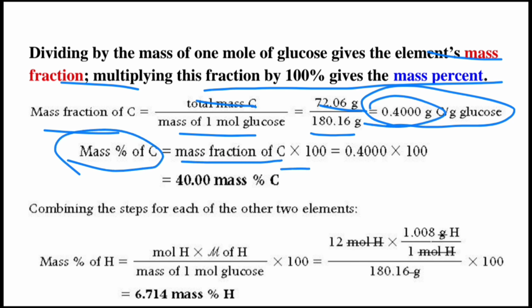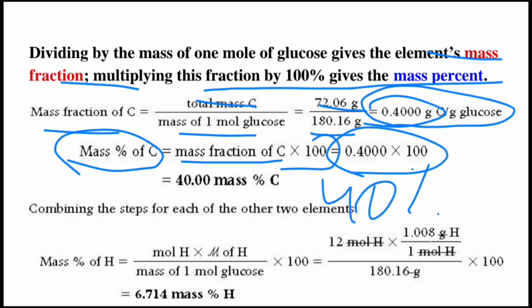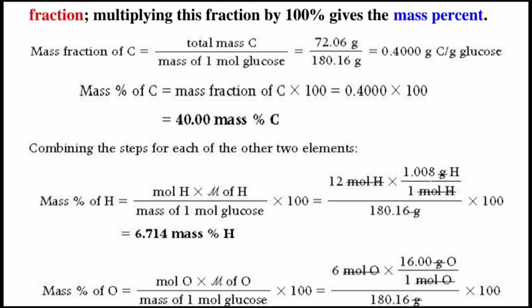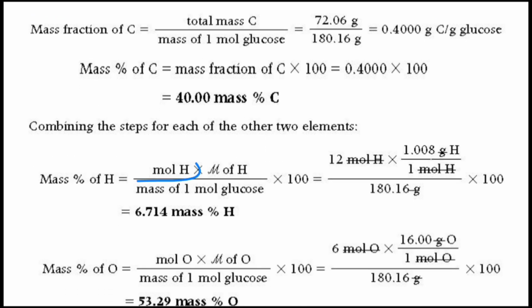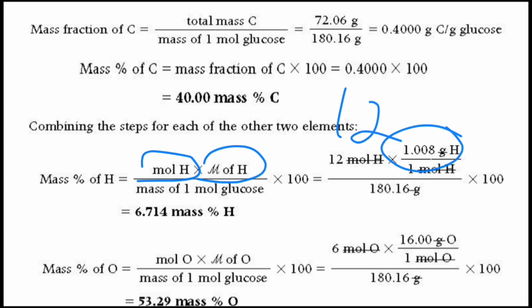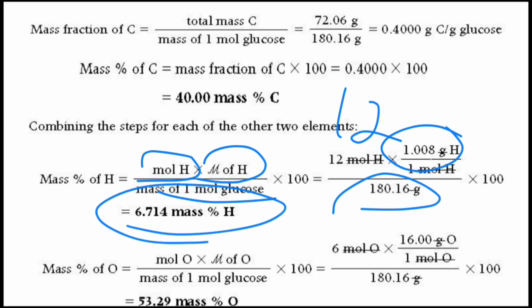0.4 multiplied by 100, that means 40% mass percentage of carbon in glucose. Okay, the same for hydrogen as well, like moles of hydrogen. That is 12 in glucose, and mass of hydrogen 1.008, and mass of 1 mole of glucose is 180 gram. Okay, we multiply it by 100 and get 6.714 percentage of hydrogen.